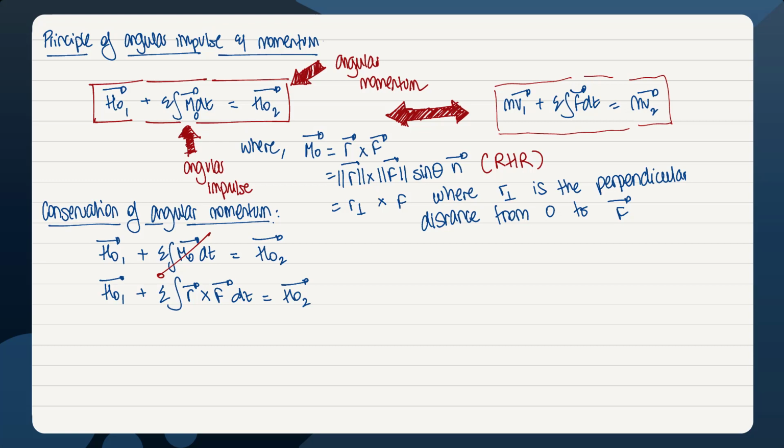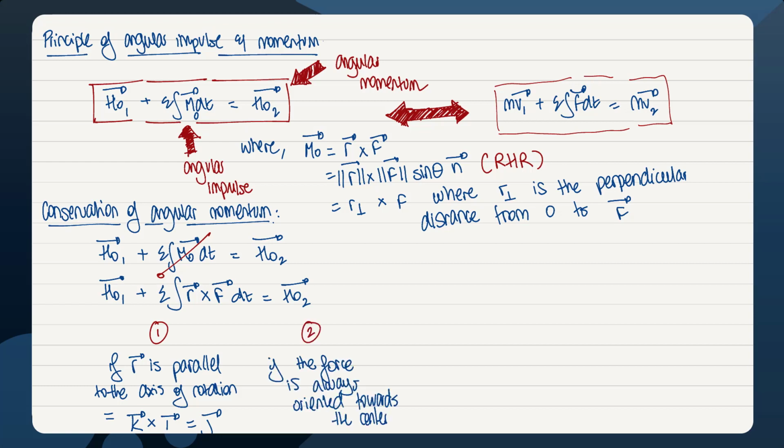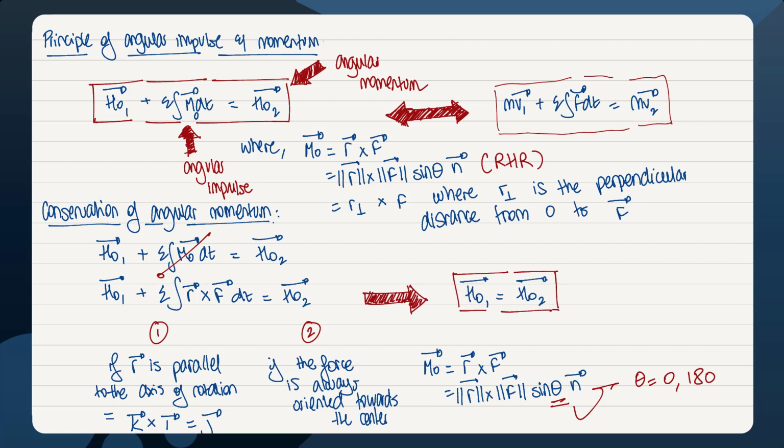We have two cases. If F is parallel to the axis of rotation, then the projection of F would be 0, and so r cross F would be 0. Another case is when F is oriented towards the center, and in that case r and F would be collinear. There would either be an angle theta of 0 or 180, and so if you look here at the expression, sine theta would automatically be equal to 0, and so the moment is equal to 0. In this case, we can say HO1 is equal to HO2.